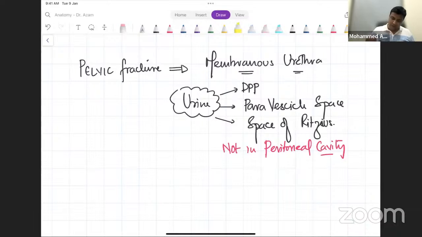Understanding? So you just look for the keywords. अगर आप ये words देखोगे ना, keywords. Okay. The moment you see the pelvic fracture, it will be membranous urethra. Yes, it cannot go in the peritoneal cavity. It will go in everything else, sir. Is it okay? Something like that. You can save your time in the exam, sir.